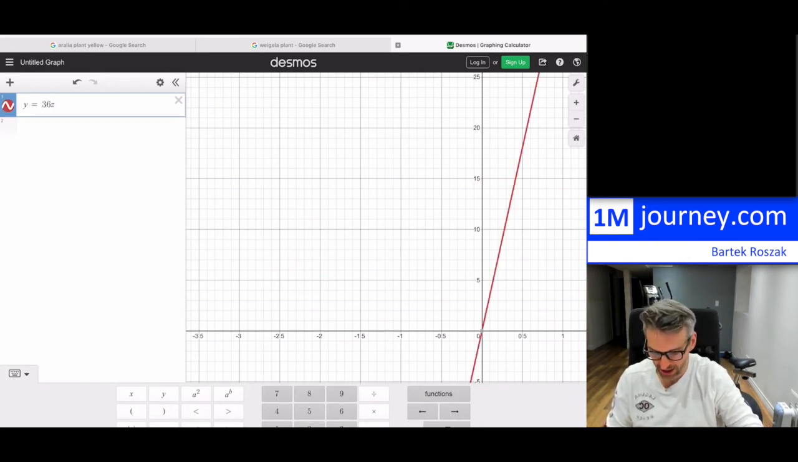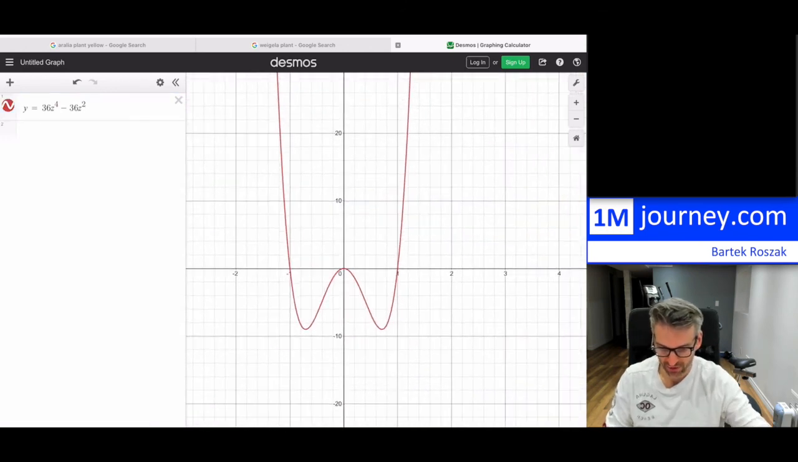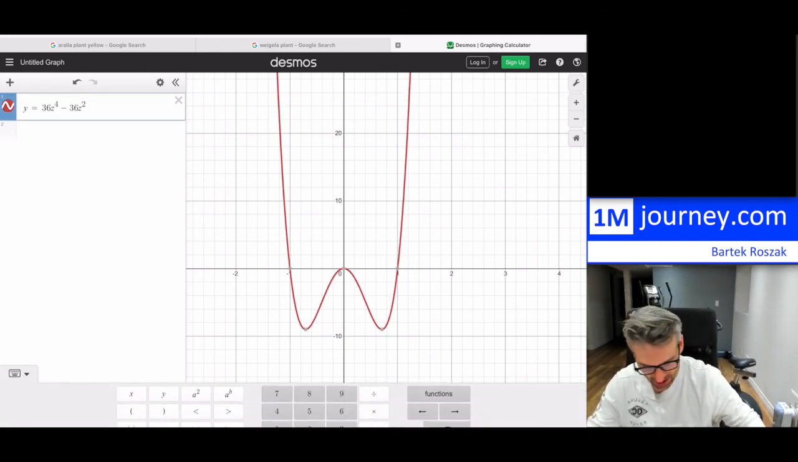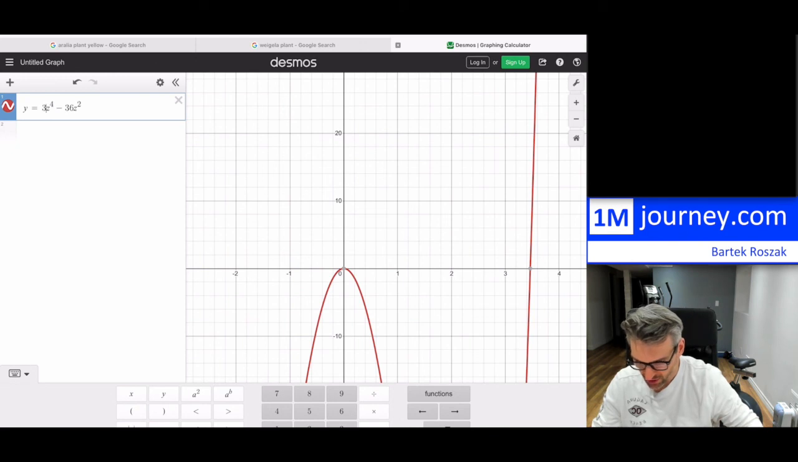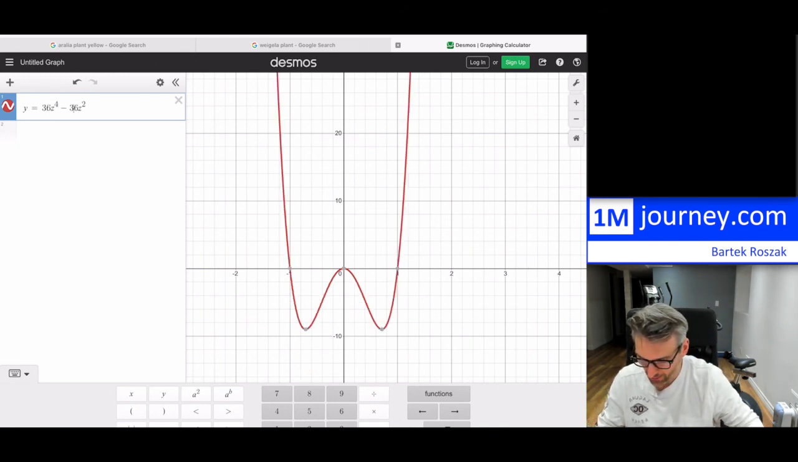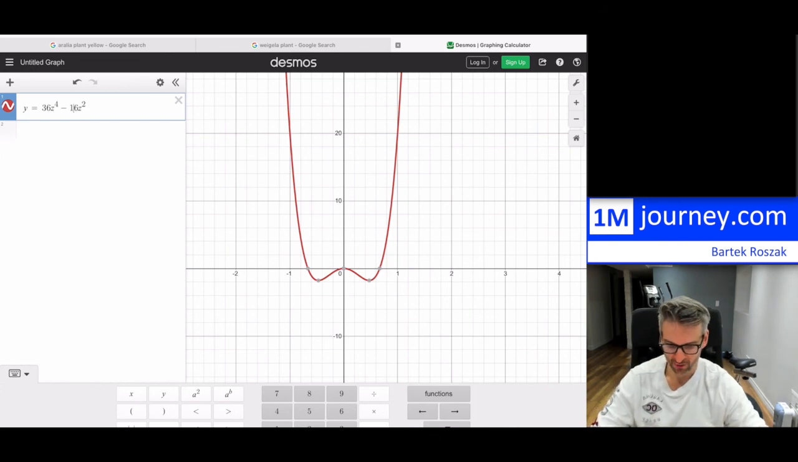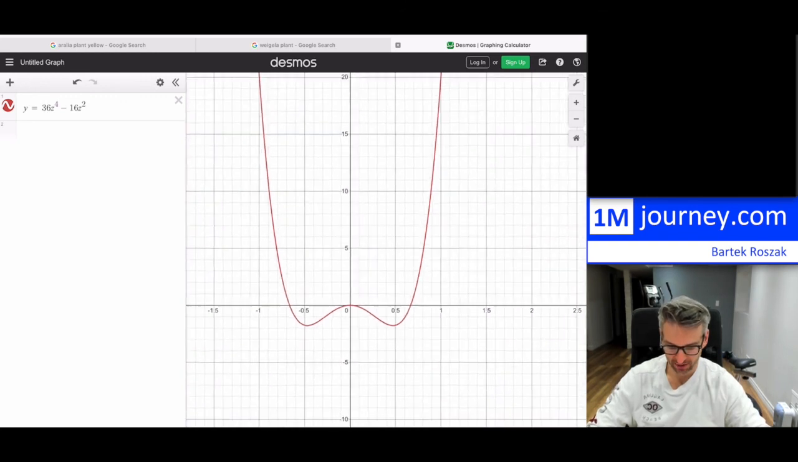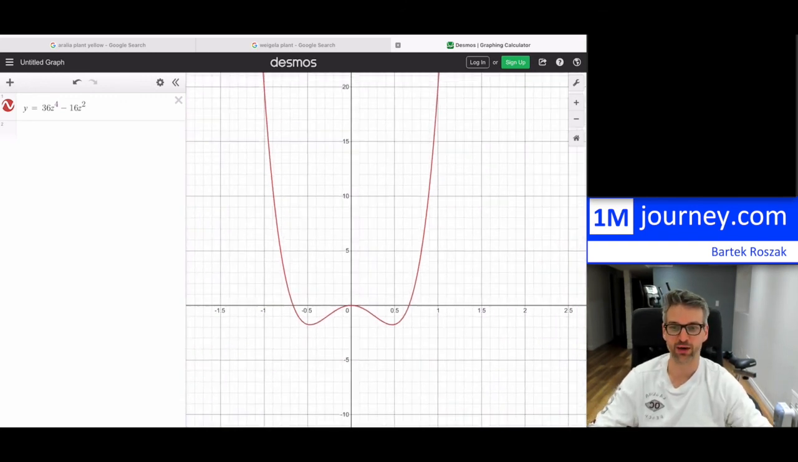Now, it doesn't matter if it's x or z, I guess. This is to the 4th, minus 16 z squared, and check that out. Well, isn't that interesting? All right, so this is what happens. This was 36, and this was 16. Okay, so it was something like that. There we go. Well, that's funky. It looks kind of like a tooth or something upside down.